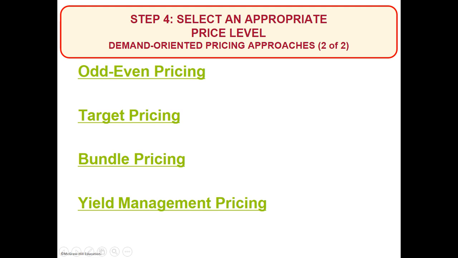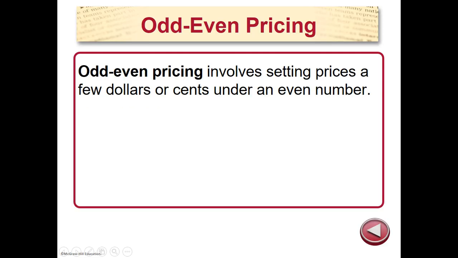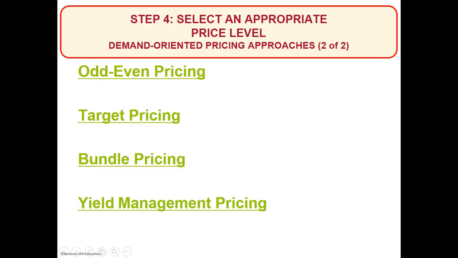And then there's also the odd-even pricing. What's odd-even pricing? That involves setting a price a few dollars or cents under an even number. You probably see that in stores, something is priced at $29.99, just shy of $30. Okay, that's called odd-even pricing.